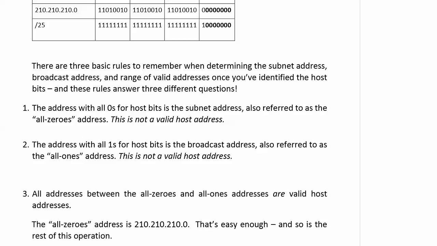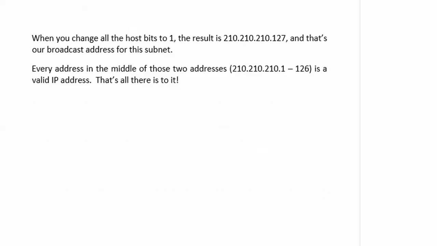Now, the address with all ones for host bits is the broadcast address, which is also referred to as the all ones address for that subnet. And this is not a valid host address, but everything in the middle is good. So all addresses between the all zeros and all ones addresses are valid host addresses. Well, we don't really have to calculate the all zeros address. I know I said that a moment ago, and I'm saying it again, because they gave that to us. But the rest of it, they're not really giving to us, so we better have a plan for that.